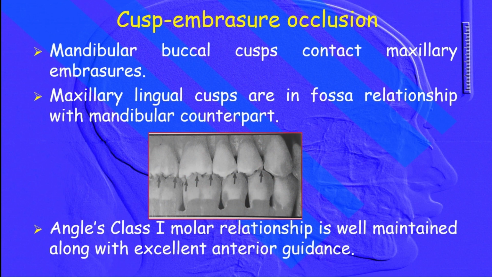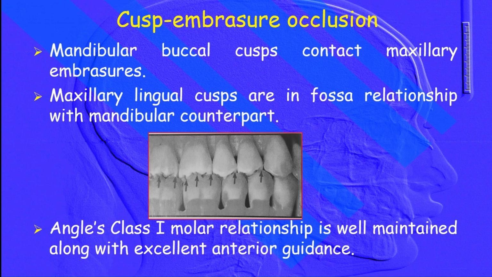Now we will discuss cusp embrasure occlusion. In contrast to cusp fossa occlusion, in this type of occlusion, buccal cusps of mandibular posterior teeth, as highlighted by the blue arrows, contact maxillary embrasures. Similarly, the lingual cusps of maxillary posterior teeth occlude in the fossa of the mandibular counterpart. In this occlusion, each maxillary tooth remains distal and facial to the mandibular counterpart. In this cusp embrasure occlusion, Angle's class 1 molar relationship is well maintained, along with excellent anterior guidance.